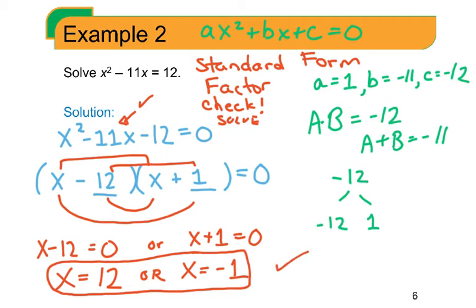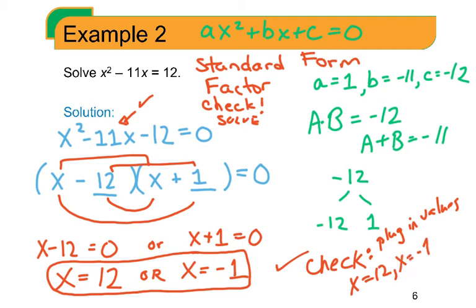All right. And there's another way to check your answers if you didn't check your factoring. This is a little more difficult. You can plug in values x equal 12, x equal negative 1 into your original equation and make sure it's true. Don't forget you have that also.